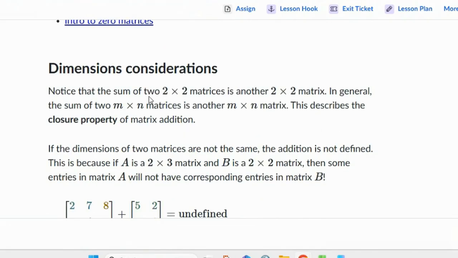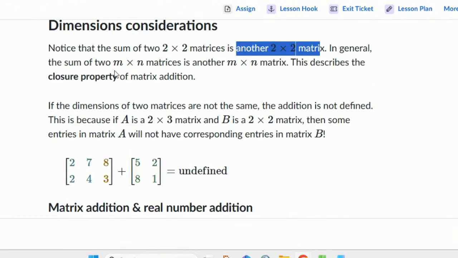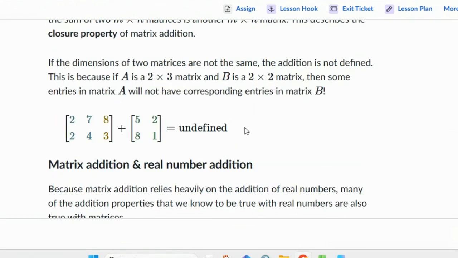Now, notice that the sum of two 2 by 2 matrices is another 2 by 2 matrix. So in general, any m by n matrix added together with another m by n matrix will give you an m by n matrix. This is the closure property, which means if we have this matrix addition, we've got this 2 by 3, and we want to add it to this 2 by 2, this is undefined. You cannot add those together. There's not a way to do that. It is undefined.